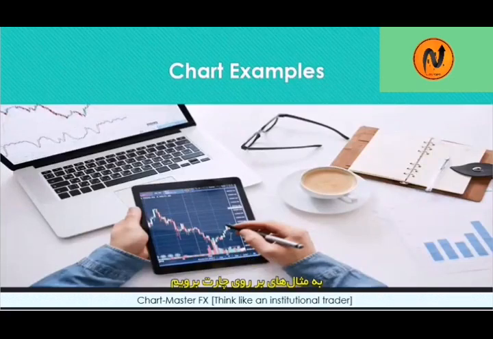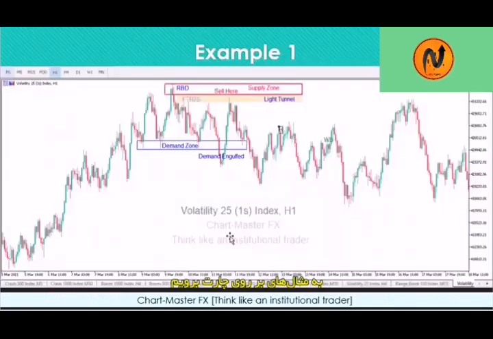So let's go to chart examples. So in chart examples, guys, here we are on volatility 25 (1s) index on the H1 time frame. So as you can see, guys, here that we have a demand here. So you mark your demand zone. Once you mark your demand zone, then you wait for the reaction of price towards this demand zone.